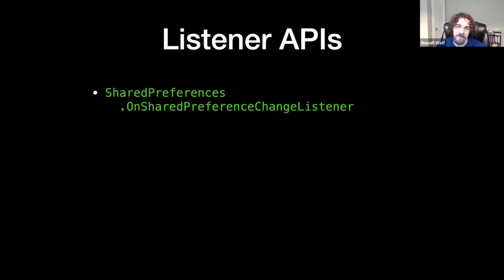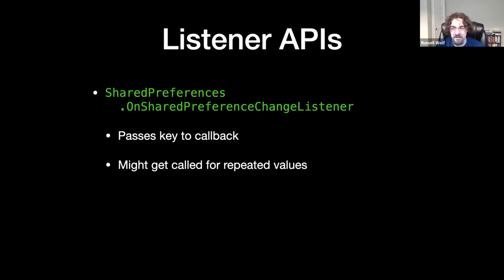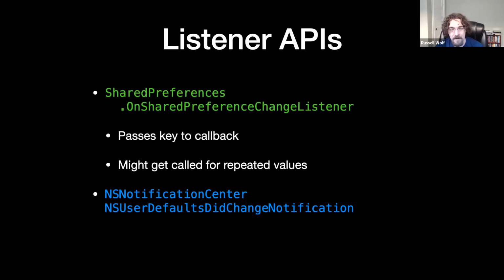On Android, you may know the OnSharedPreferenceChangeListener interface, which tells you what key is updating when a change happens. It has this sort of ambiguous documentation where it says that if you get the same value back, your callback might or might not get invoked again. iOS, on the other hand, has this global event bus called the NSNotificationCenter, and this notification doesn't have any data on it. It just says something in the user defaults that you were listening to changed, and you're responsible for looking and seeing what.